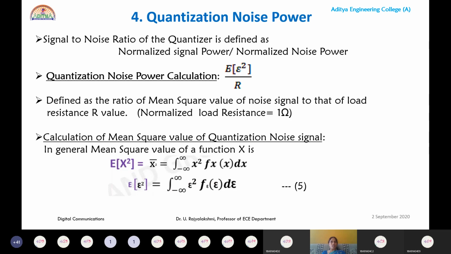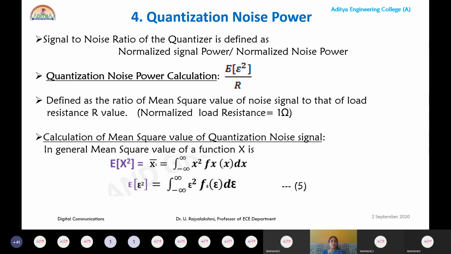Now, under normalization, the load resistance value is equal to 1 ohm. So I can say that quantization noise power is directly equal to the mean square value of the quantization noise signal or quantized error signal. Noise power is equal to expectation of E square, because the denominator R equals 1 ohm for normalized inputs. So if we calculate expectation of error square, that is nothing but directly the noise power. Please remember that.